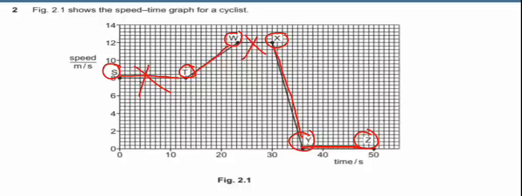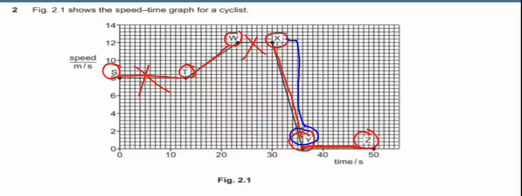Then as for Roman numeral number 2, constant deceleration. Where are we having constant deceleration? It is from X up to Y. So we can say X, Y.